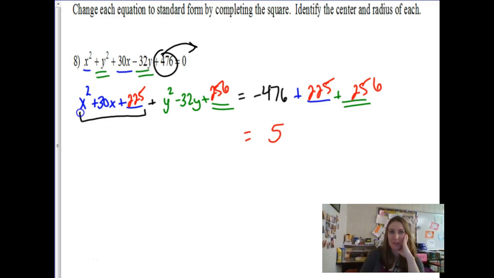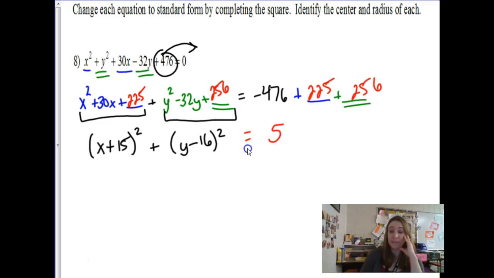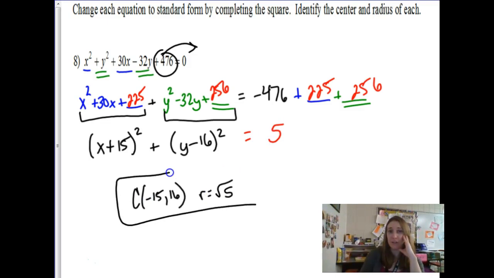So this trinomial, because we completed the square, factors into x plus 15 squared. And then this trinomial factors into y minus 16 squared. And we're going with 5, huh? Alright, so the center location is at negative 15, positive 16. And the radius is the square root of 5, which, thank goodness they don't want me to graph that, because if I can't draw a normal circle, there's no way I'm going to be able to draw a circle with an irrational radius. Nah. Alright, moving on.